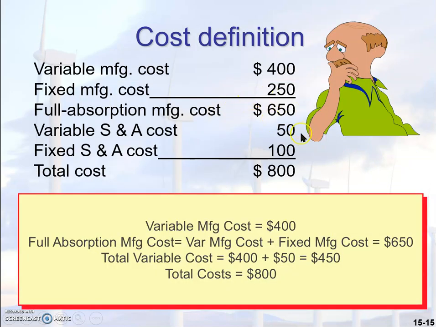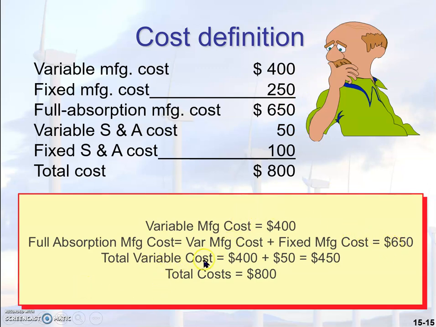Now let's look at how the cost definitions differ across the four. Let's say we have this simple illustration. Variable manufacturing cost was $400, fixed manufacturing cost $250, variable selling and administrative cost $50, and fixed selling and administrative cost $100. If we use variable manufacturing cost as the definition, we simply take this $400. If we use full absorption manufacturing cost, we have to add both variable manufacturing cost and fixed manufacturing cost. It will give us $650, which is the 400 and 250 added together.